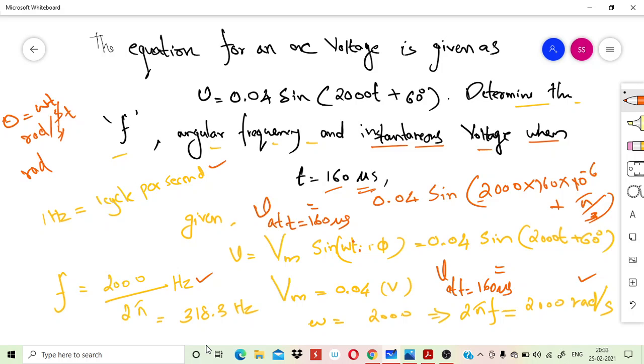The answer will be 39.2 millivolt, mV. M means milli, that means into 10 power minus 3. Okay, this is your answer. So that question also we have solved.